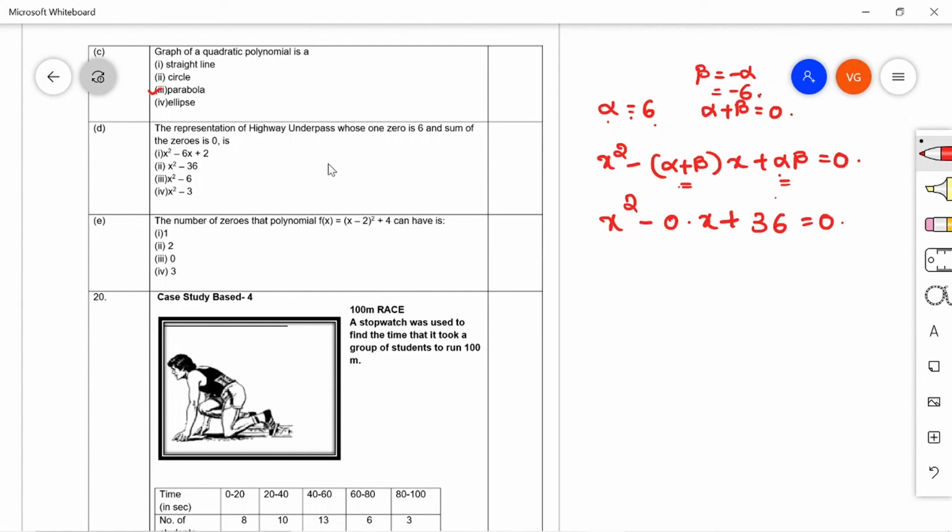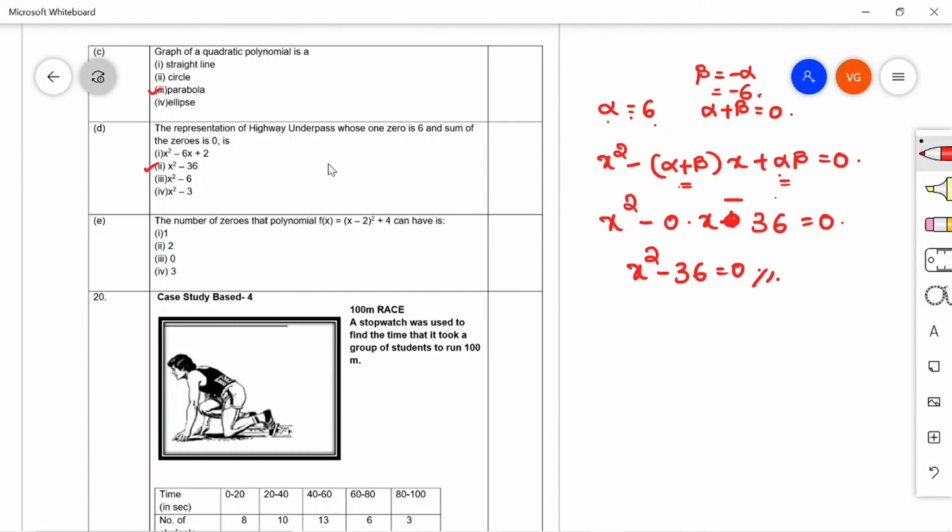36 is equal to 0. 6 into minus 6, so that is minus 36 is equal to 0. So x square minus 36 is equal to 0 is the required quadratic equation here. Check it out. Option 2 is correct here.